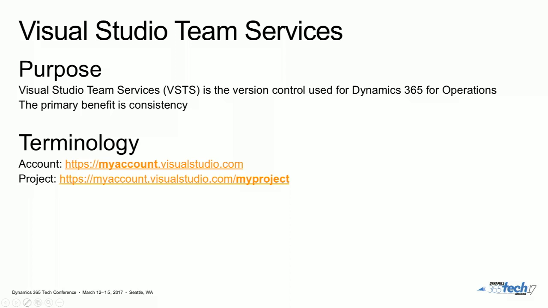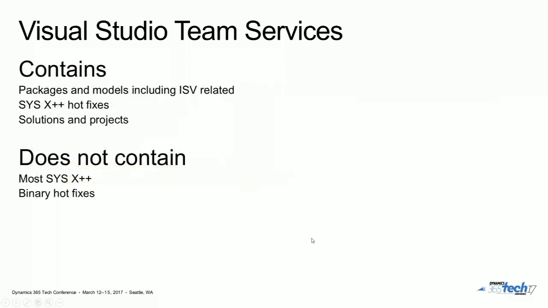But the terminology that I like to use is the part before the .visualstudio is the account, and the slash on the end is the project. And that is the project. And I think that other part is called the account. But sometimes when you're navigating around on the VSTS website, those are important to know. So the things that we add to VSTS for operations include packages and models, including ISV related.